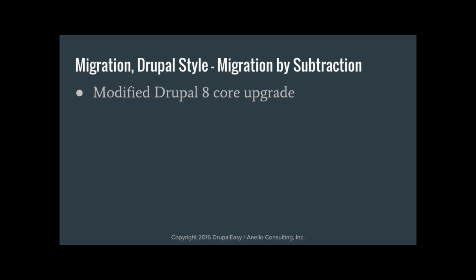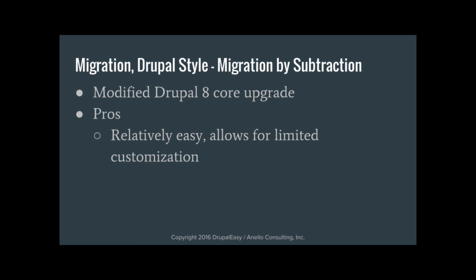Migration by subtraction. This is a pretty good one. It's basically a modified core upgrade. It allows you to simulate a core upgrade, the whole enchilada, but then maybe get rid of some stuff. Manually remove some migrations or tweak some here and there. So it allows for what I call limited customization.